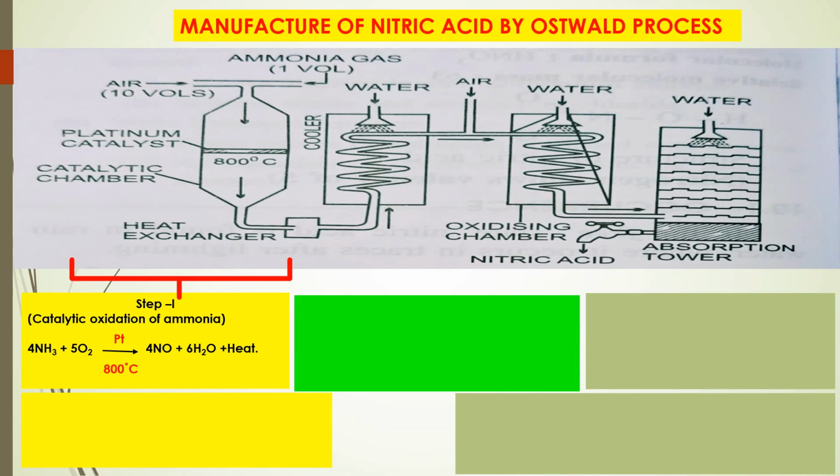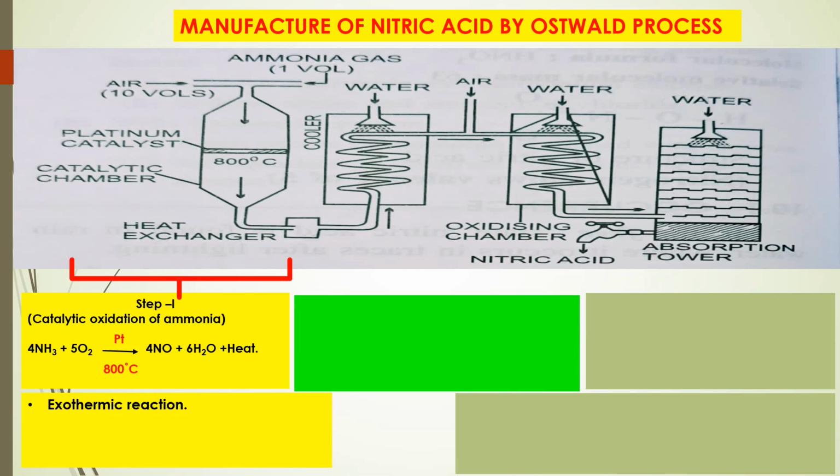So you have to know three conditions here. The reactants are dry ammonia and dry air. That is one condition. The second condition is that we use platinum as catalyst. And the third condition is that the temperature is maintained around 800 degrees Celsius. So when these conditions are met, in the first step we get nitric oxide along with water and evolution of heat. So this is an exothermic reaction.